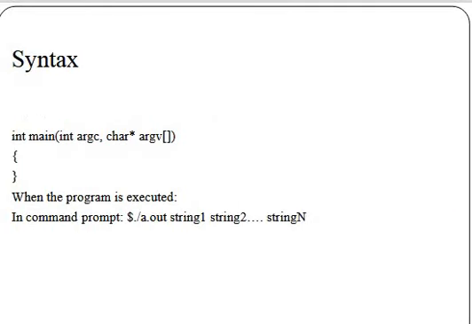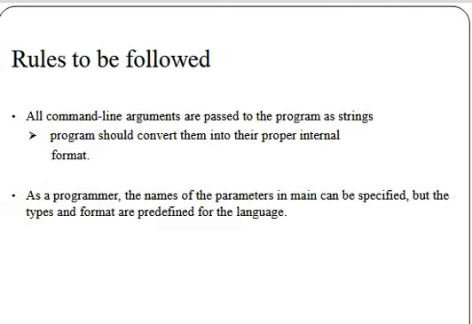Look at the simple example here. int main, int argc, comma, char star argv. When the program is executed in the command prompt, you need to specify string 1, string 2, and so on. Each and every one is treated as an argument. So what are the rules to be followed? Each and every command line argument must be in the form of a string only.